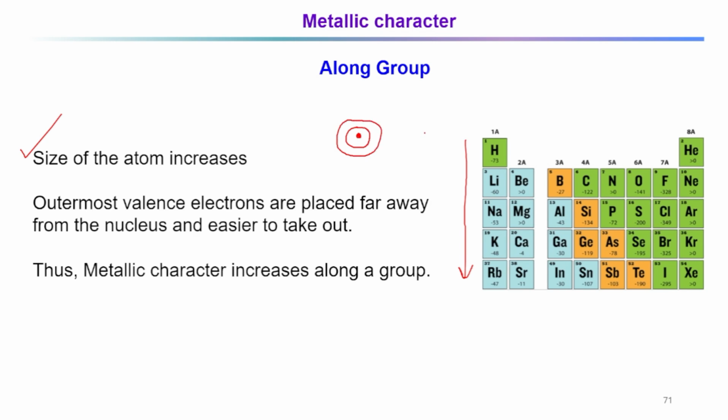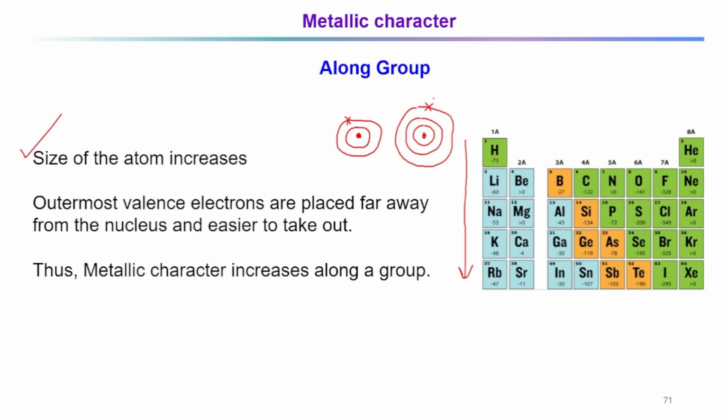Whereas if you take sodium, in case of sodium, this will be the first orbit, this will be the second orbit, this will be the third orbit. Okay. So as we are going from top to bottom, the size of the atom increases and the outermost valence electrons are placed far away from the nucleus and are easier to take out. So the outermost electrons are here in the second shell, right? Whereas in case of sodium, the outermost electron is in the third shell.